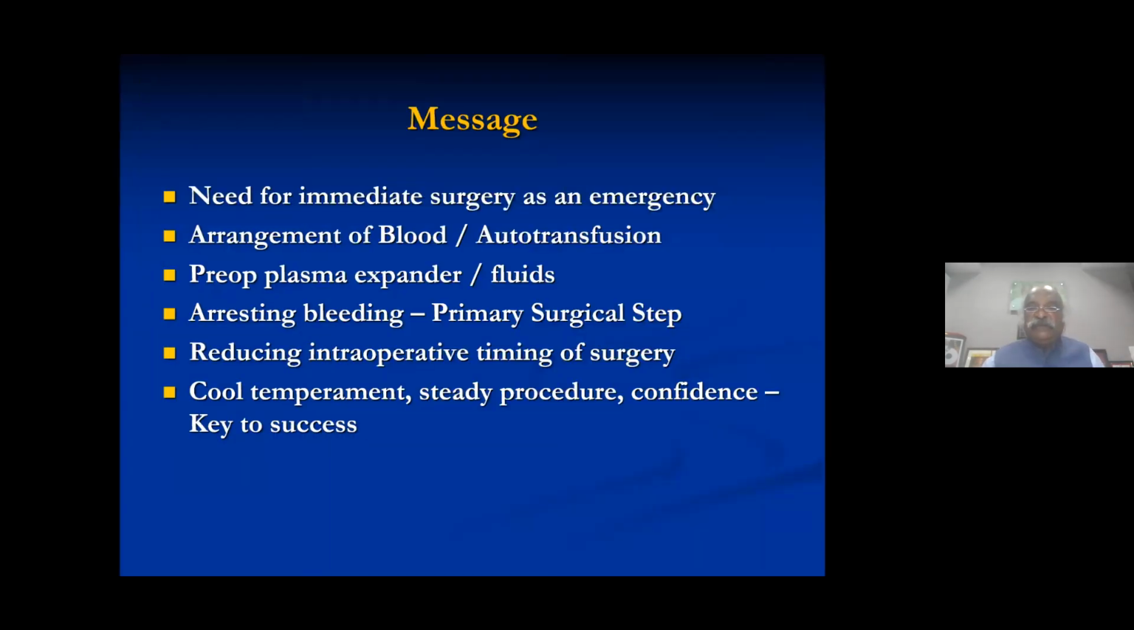So the need for immediate surgery is an emergency. Arrangement of blood and auto-transfusion is simultaneous. Plasma expanders or fluids are important. Arresting bleeding is the primary surgical step. Again, I am emphasizing this. Reduce the intraoperative time of surgery; don't prolong it, do it as quickly as possible. You must be steady and you must be fast. It's not slow and steady, it's fast and steady. A cool temperament, a steady procedure, and confidence are the key to success.